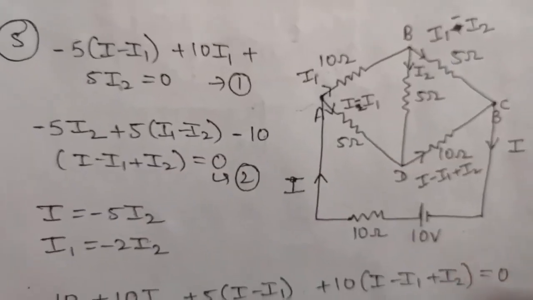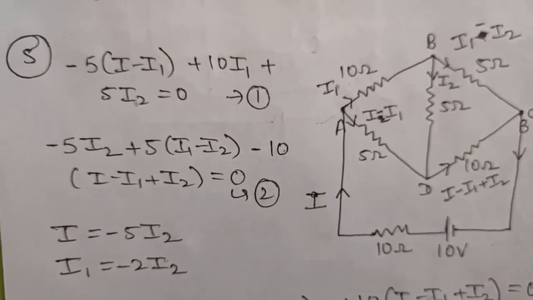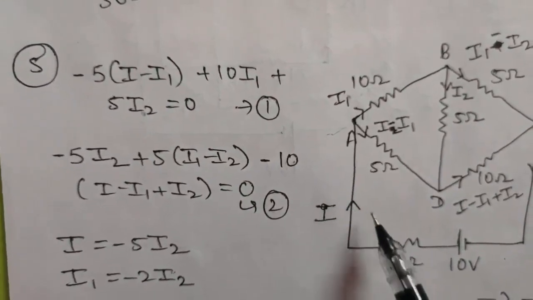Okay, so the next is question number 5. In this question you have to tell the current across each resistance. Okay, so now first of all let us suppose I current is going from here.